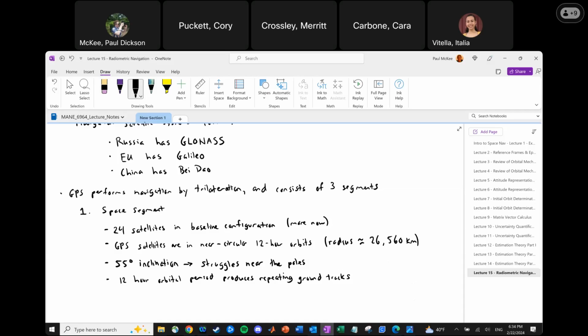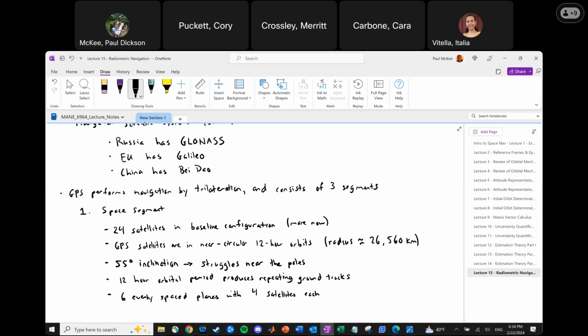And then let's see. Oh, the last bit, there are 6 evenly spaced orbital planes with 4 satellites each. So you can imagine each plane is a 55-degree inclination. They're separated by about 60 degrees. And then each one of those has 4 satellites, which are each separated by about 90 degrees. And that's the kind of swarm of satellites that there are over the Earth right now for GPS.